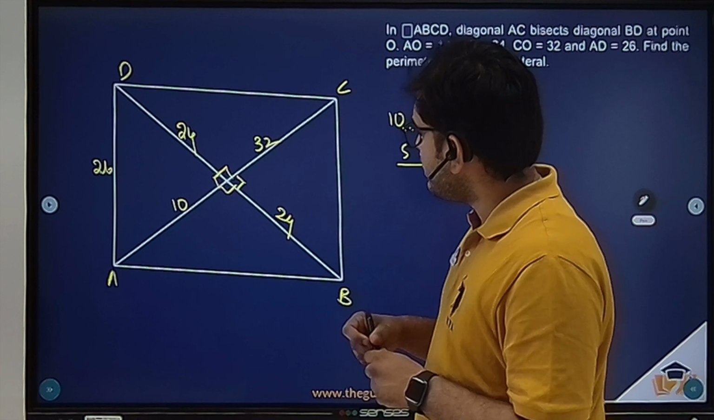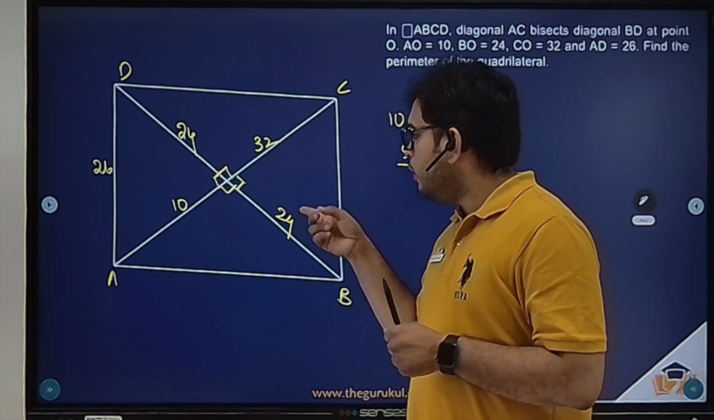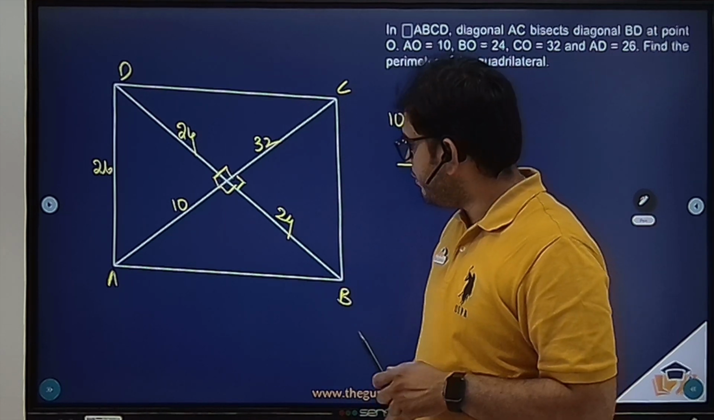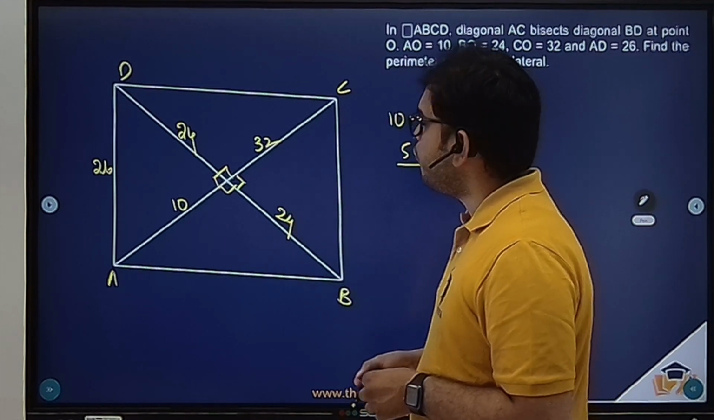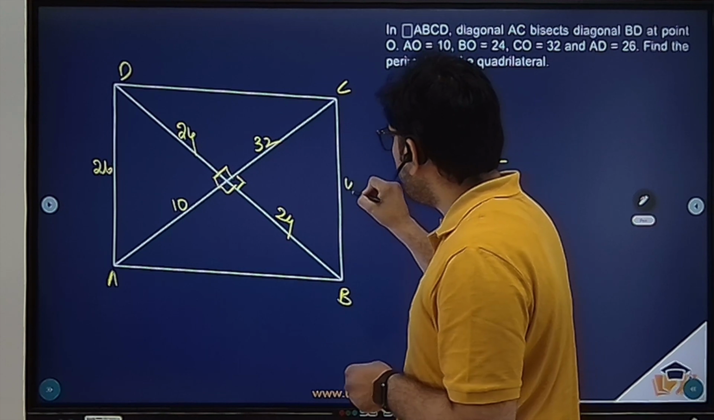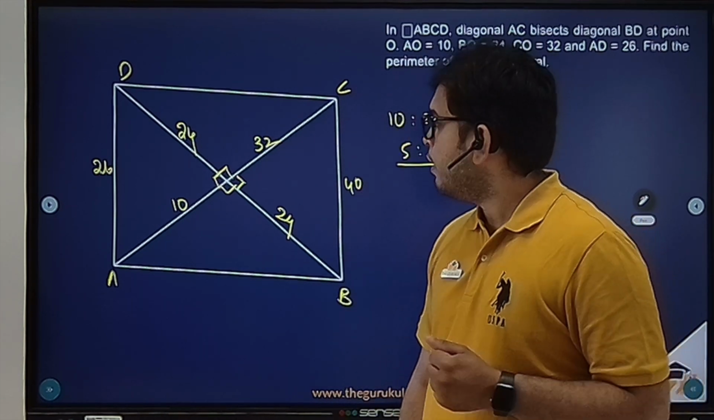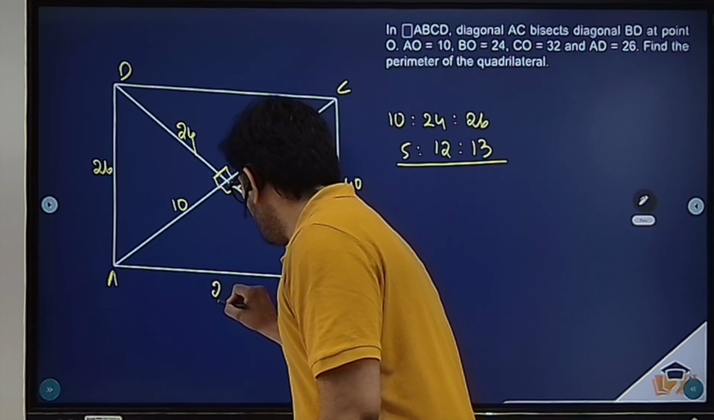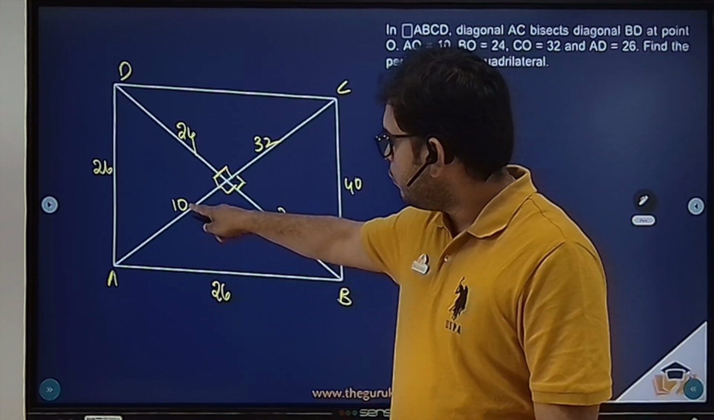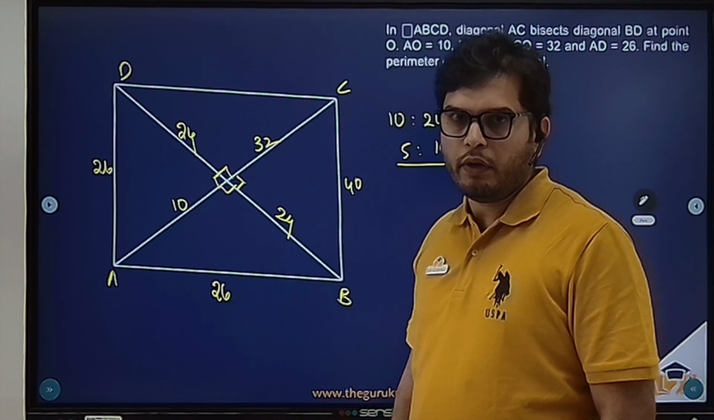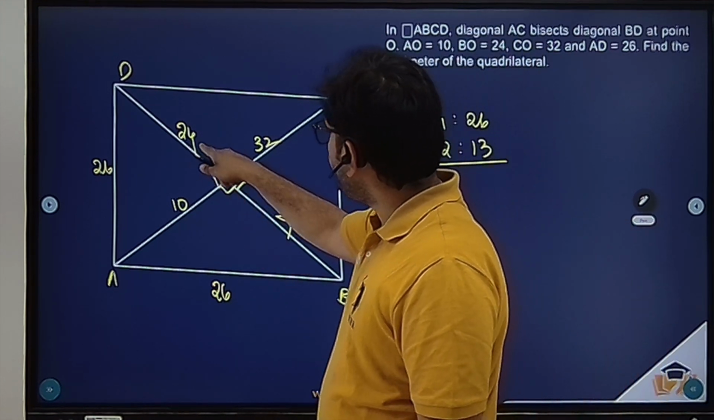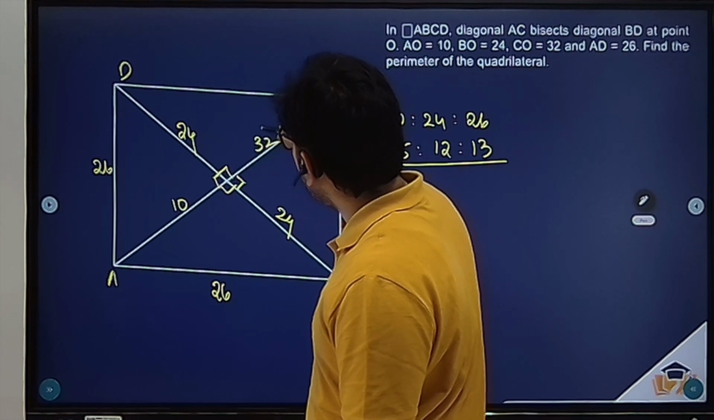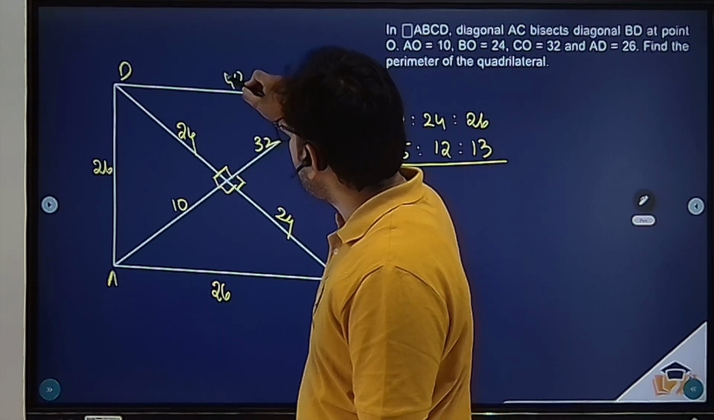Now what is the ratio of the sides? 24 is to 32. 3 is to 4. Now if this is 3, this is 4, this has to be 5 units. Now if 3 parts is 24, 4 parts is 32, 5 parts should be 40. Now similarly, 5 is to 12, this should be 26. So 5, 12, 13. Right. Now you have 24 and 32. Again, 3 is to 4. So this has to be 5 parts, which is 40.